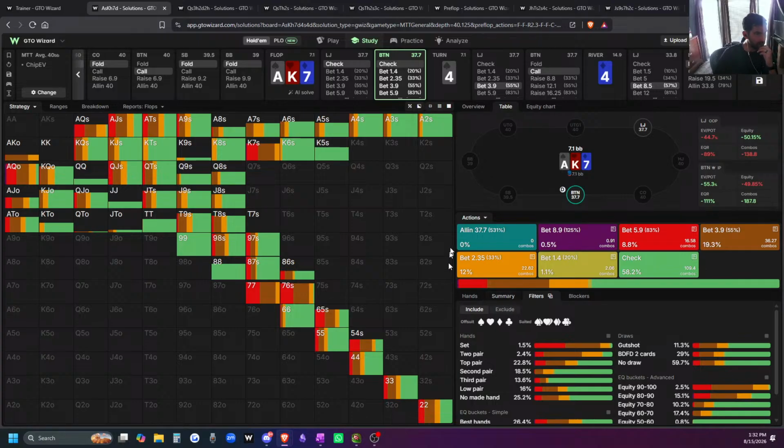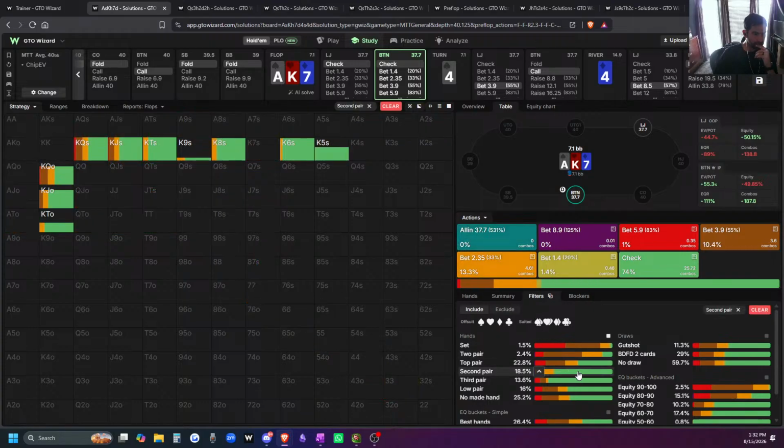This is button range, right? This is buttoned when facing a check. Okay, but let's just look at their second pair portion. How much does second pair make up of their range? It's 18% of their range. They're supposed to be playing their second pairs as like 75% check.